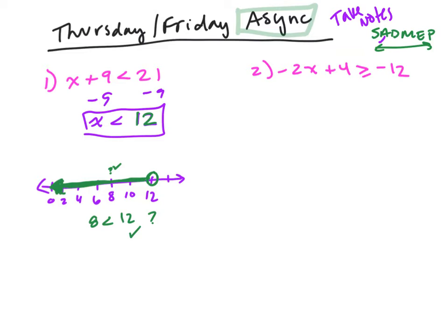Okay, so let's do a little bit more complicated one. Let's do purple again. Same thing, I'm thinking about SADMAP, so I'm going to add or subtract first. I see that plus 4, so I'm going to subtract 4 from both sides. Then I have negative 2x is greater than or equal to negative 16. Again, I added, subtracted. Now I'm going to check if I can divide or multiply. The number in front of x is a coefficient, it's multiplying, so I'm going to divide both sides by negative 2.